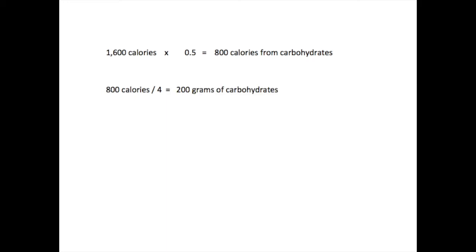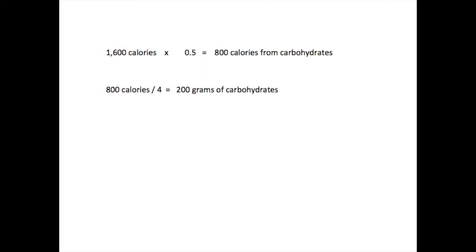Carbohydrate needs, I said, are 45 to 65% of calorie needs. So I usually multiply it by 50% because most people are not super active as they get older. So let's say multiply it by 0.5, and that would be 800 calories. After we calculate the carbohydrate calorie needs, we would divide that by 4 because mathematically there are 4 calories per gram of carbohydrate. So overall you need 200 grams of carbohydrates for this patient for a whole day.